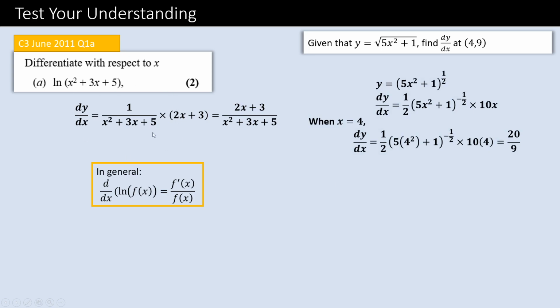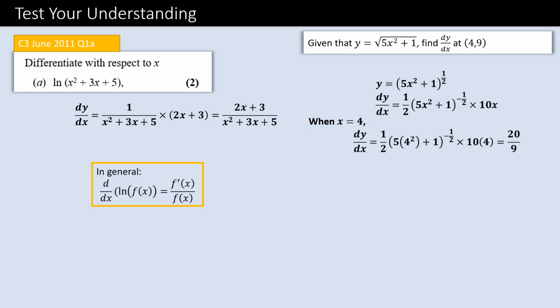So for the first one, we're just thinking about differentiating a log. We have the differentiated function over the original function, which is the general form that we saw when we were looking at logarithms before. And for the second one, we need to rewrite the square root as a power of a half, differentiate everything, and then use the coordinate that we've got to find the value of dy by dx.